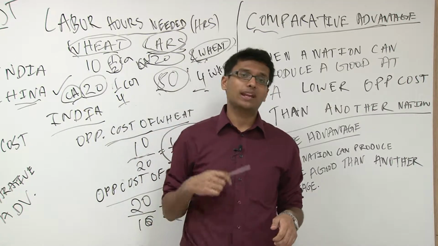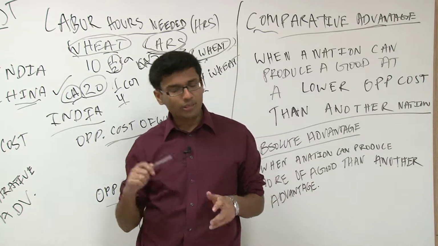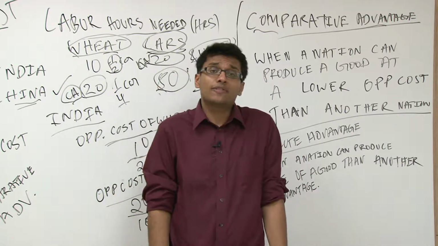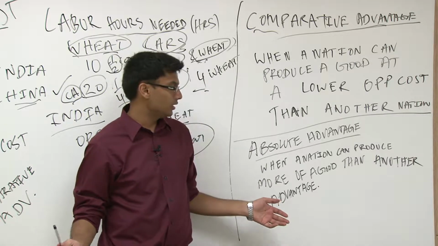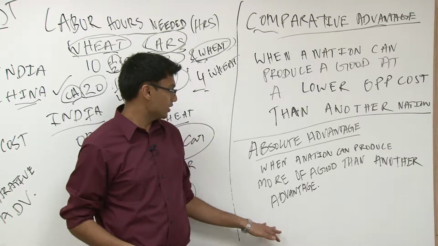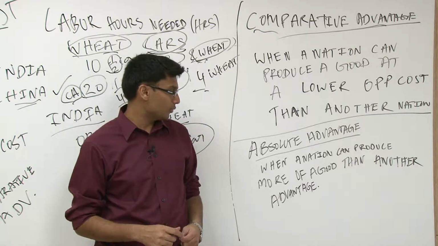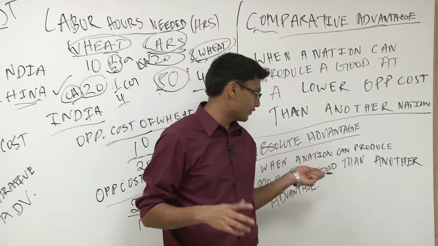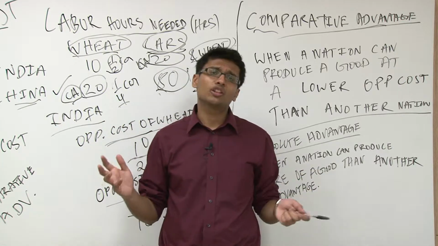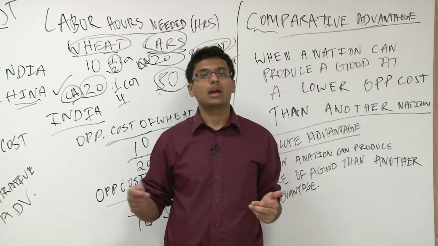So here is the homework question from last time. We talked about comparative and absolute advantage. Both are really important in understanding. Absolute advantage is really easy to understand, right? It's to my left here, and the bottom here basically says that when a nation can produce more of a good than another nation, it's said that they have an absolute advantage.